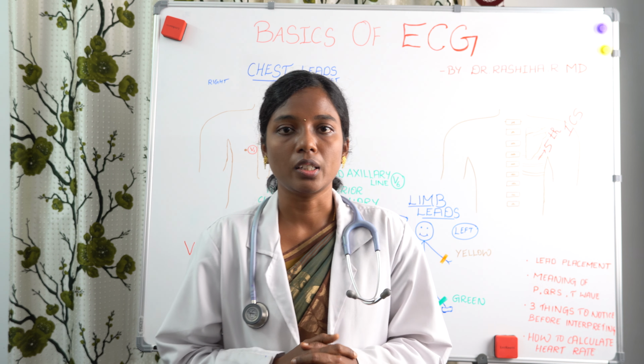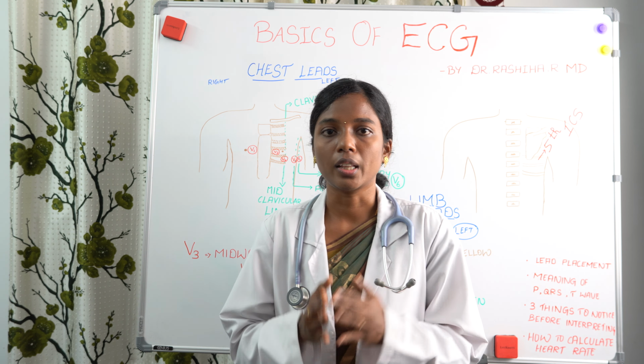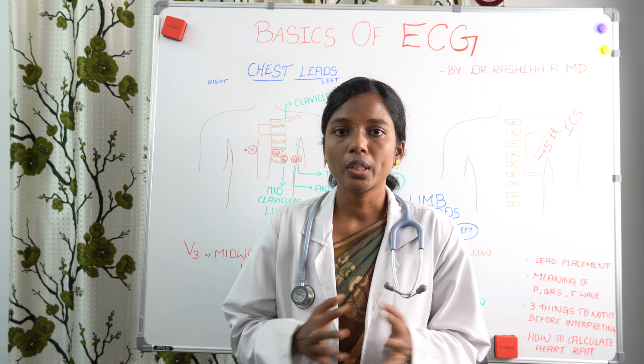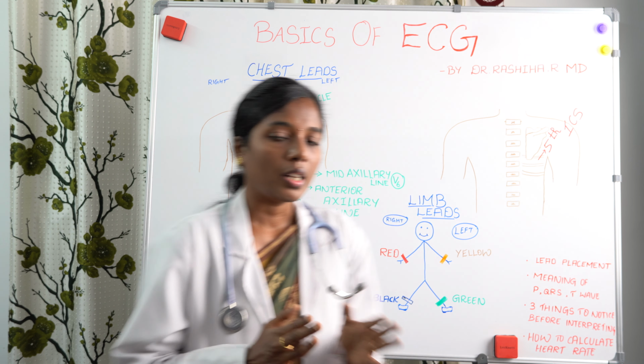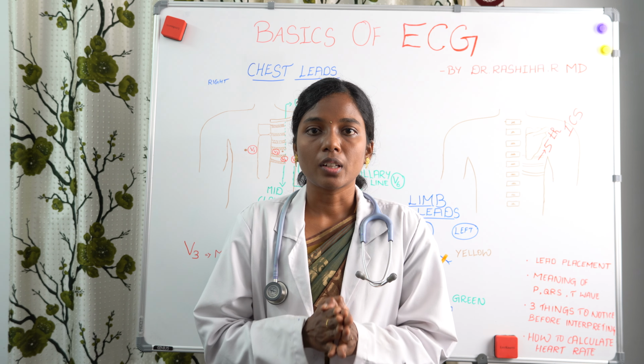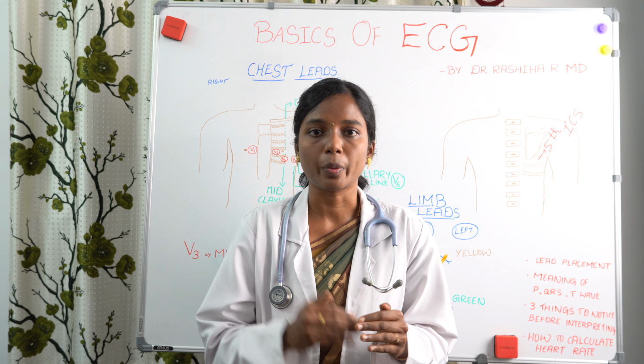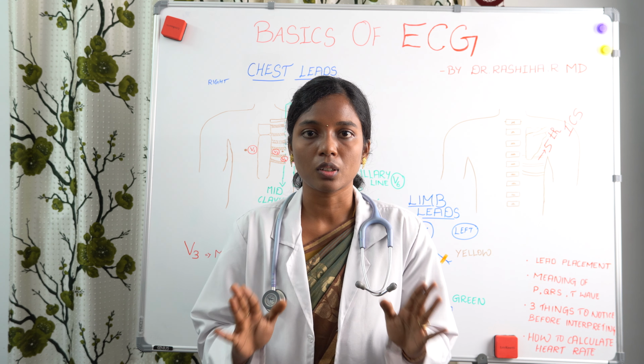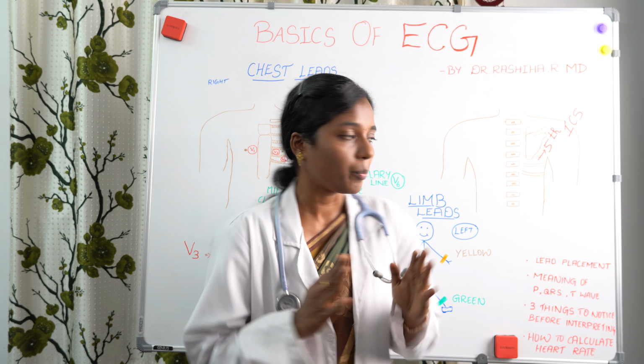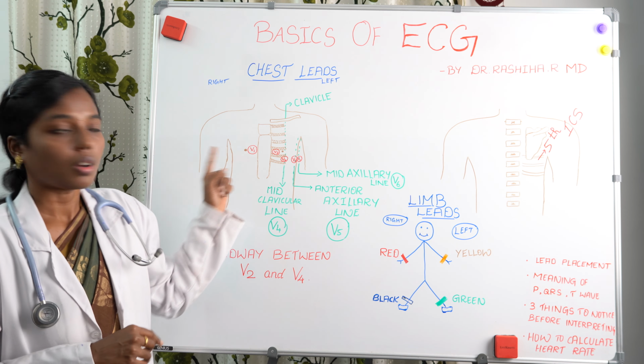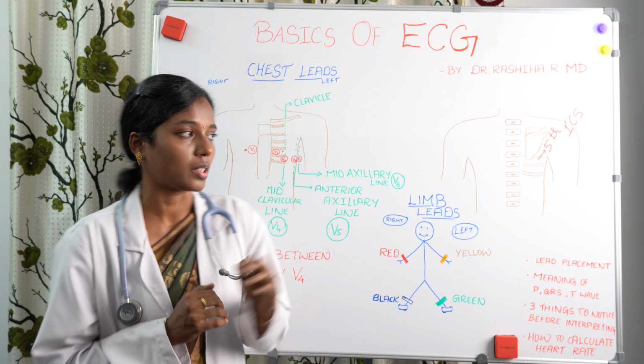We have 6 leads, V1 to V6 in the left sided ECG. How are these leads placed? The leads are placed in the 4th intercostal space and 5th intercostal space. Be clear in that. So how to find out this 4th intercostal space?